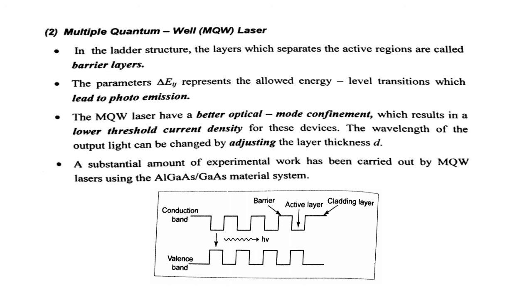The multiple quantum well laser has better optical mode confinement, which will result in a lower threshold current density for these devices. The wavelength of output light can be changed by adjusting the layer thickness D. A substantial amount of experimental work has been carried out on multiple quantum well lasers using the aluminum gallium arsenide or gallium arsenide material system.